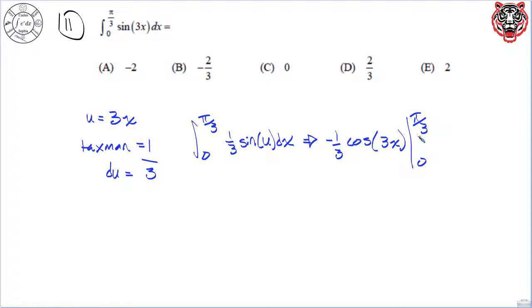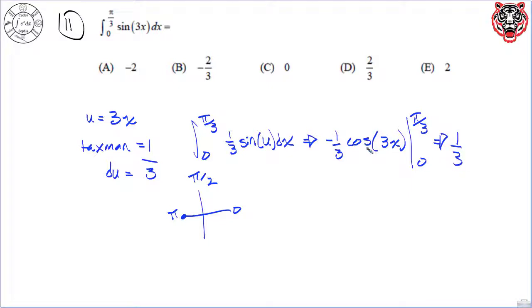So when I plug in pi over 3, that's going to be cosine of pi. Where does cosine of pi live? So let's go ahead and make our little chart. This is 0, that's pi over 2, that's pi. So we're talking about this point right here. Cosine is the x-coordinate, so our x-coordinate here is negative 1. So cosine of pi is negative 1. Negative 1 here times negative 1/3 is a positive 1/3. So positive 1/3.